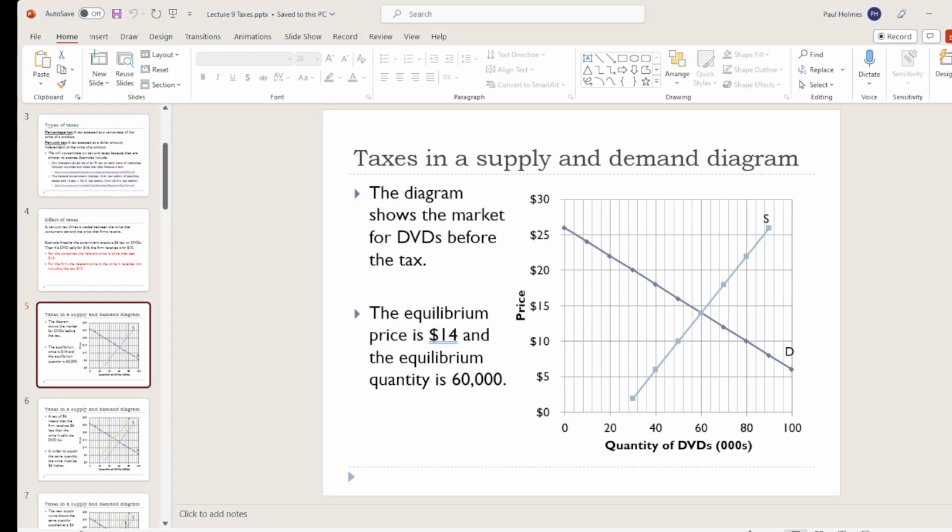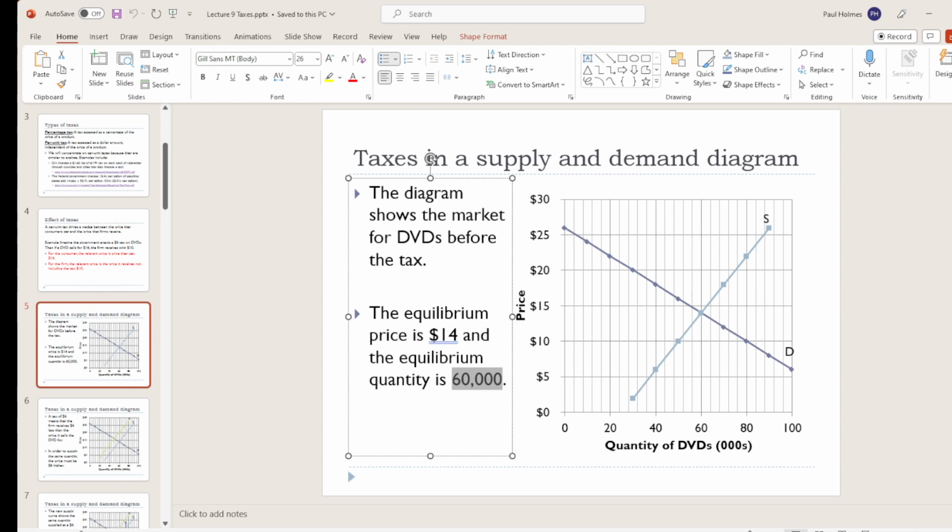So suppose this is the market for DVDs before we implement a tax. We already know how to find the equilibrium. We just look at where the supply and demand curves cross, and they cross at a price of $14, a quantity of 60,000, so that's our equilibrium in this market.